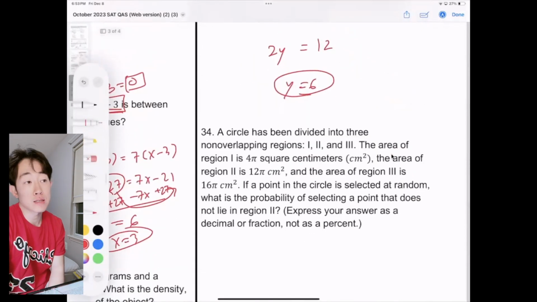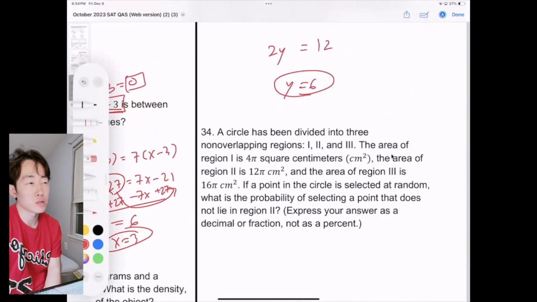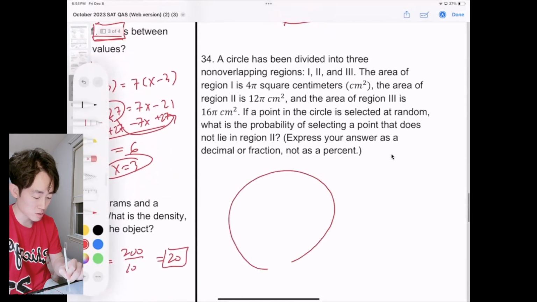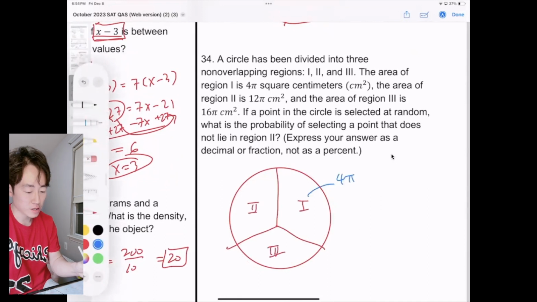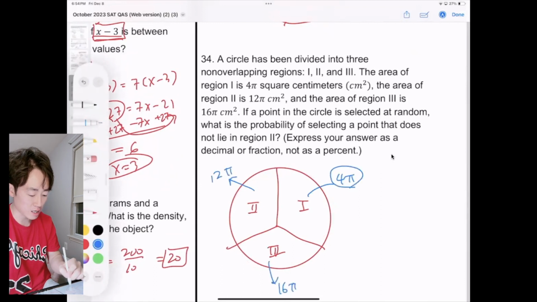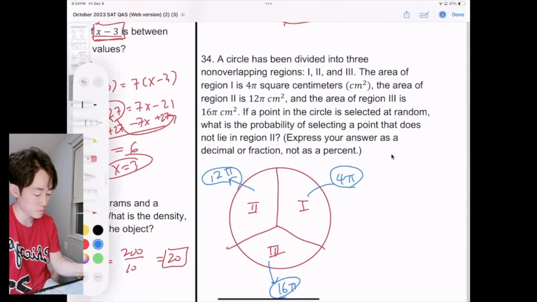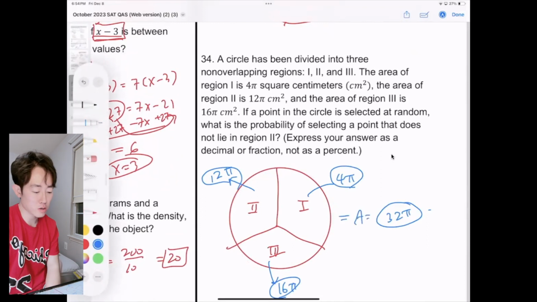Number 34. Now this seems a little complicated. The circle is divided up into 3 non-overlapping regions, 1, 2, and 3. Okay, the area of region 1 is 4 pi. All right, so I'm going to draw a circle, and I'm just going to draw 3 regions, 1, 2, and 3. The region 1 is 4 pi, the area of region 2 is 12 pi, and the area of region 3 is 16 pi. So when you add them all up, that should be 32 pi. And so that's the total area of the circle. Could have told that in the first place, right? They have to make it complicated.